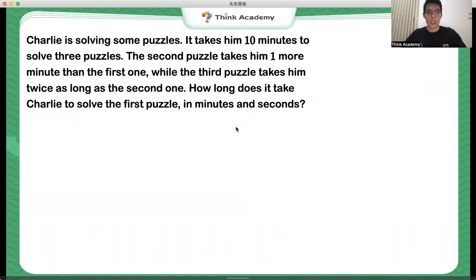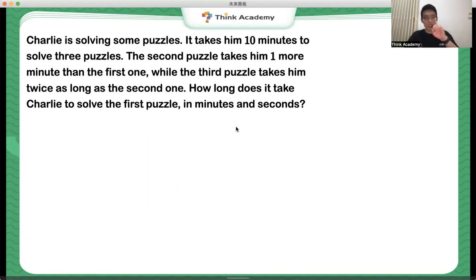All right. So this Charlie guy, it's the third time I'm talking about him. This Charlie guy is solving some puzzles. It takes him 10 minutes to solve 3 puzzles. The second puzzle takes him 1 more minute than the first one, while the third puzzle takes him twice as long as the second one. Fair enough, that's interesting. How long does it take Charlie to solve the first puzzle in minutes and seconds?